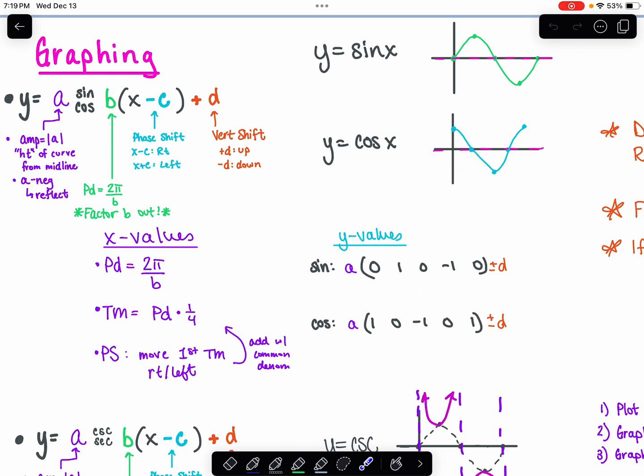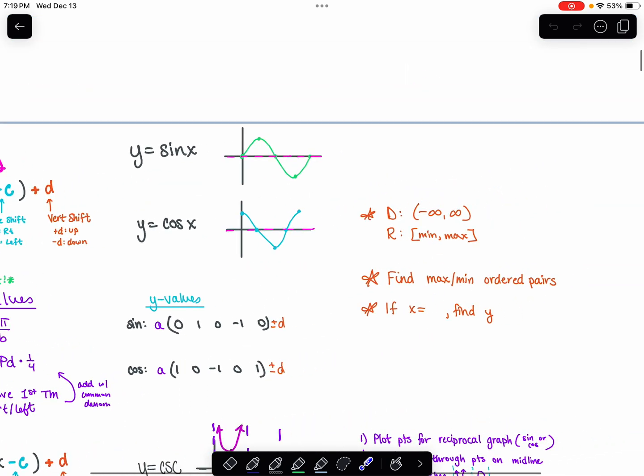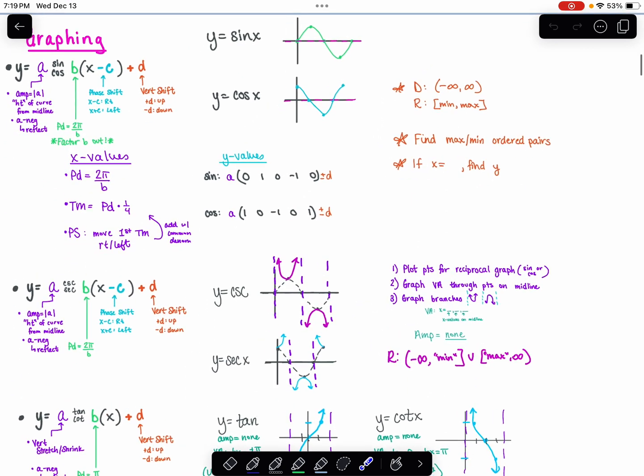Then we move on to our y values. You take your parent function y values of sine and cosine, multiply by a, and then add or subtract by d as needed. Remember your domain and range. Your domain for sine and cosine is always negative infinity to positive infinity. Your range is your maximum and your minimum values, how high and how low you go. Make sure you know how to find your maximum and minimum ordered pairs. If X, find Y, those are algebraic problems. You can find those questions in your packet.